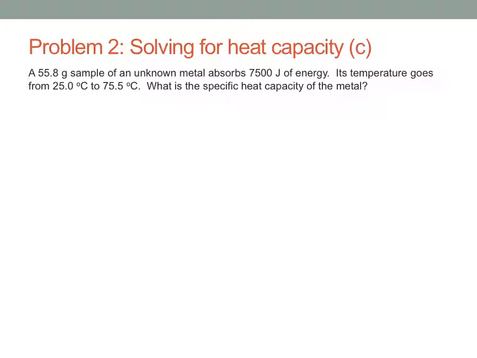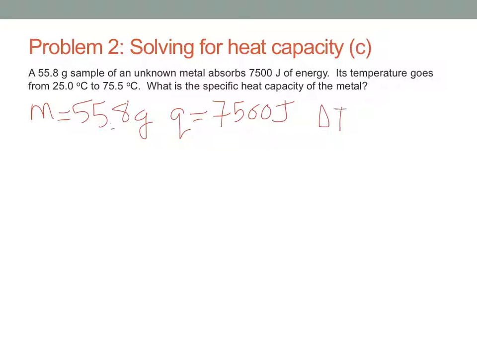For problem 2, we're asked to solve for specific heat capacity, which is the variable C. So identifying variables, M, our mass, is 55.8 grams. Our Q, heat, is 7,500 joules. And our delta T, when we look at our T2 and our T1, delta T is always T2 minus T1, and in this case that's going to be equal to 50.5 degrees C. So rearranging our equation, we'll know that C is equal to Q divided by M delta T. Think about the definition. Specific heat is joules per gram degree C, so that works out.